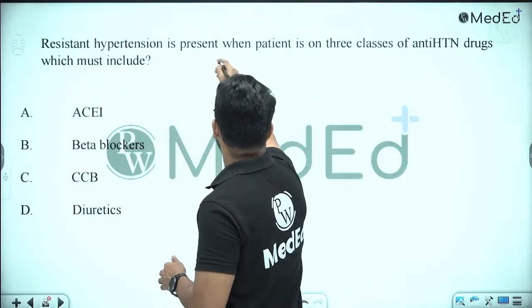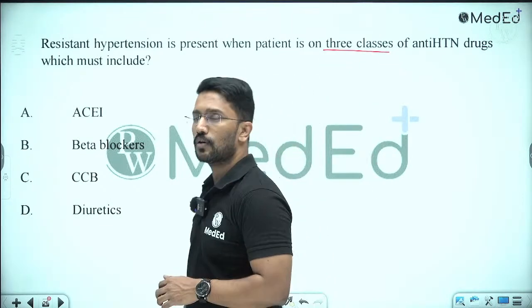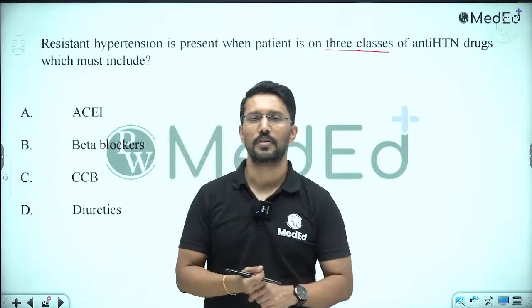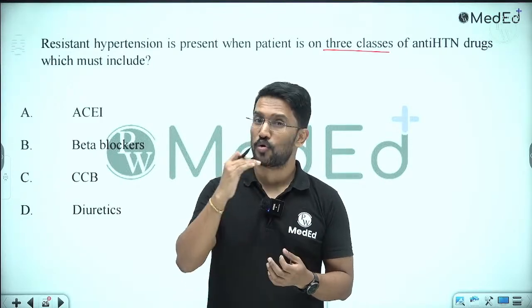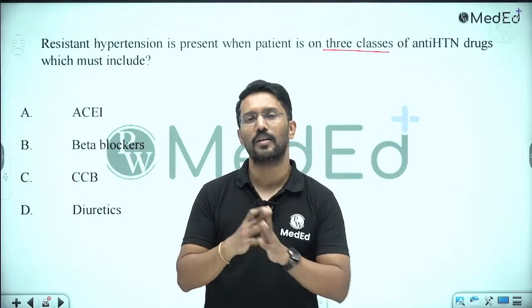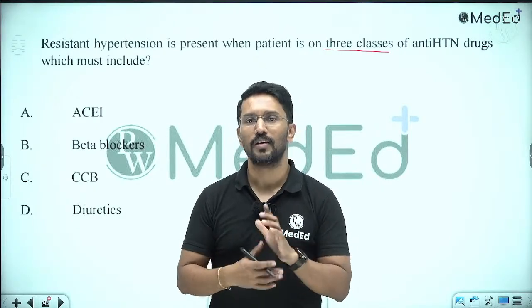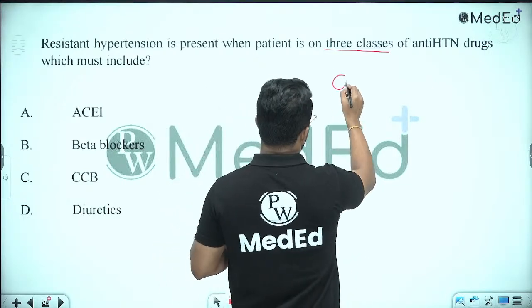Resistant hypertension present when patient is on 3 class of antihypertensive drugs, which must include. So basic definition of resistant hypertension is unable to control the blood pressure to target value despite use of 3 or more than 3 antihypertensives, out of which one should be a diuretic, right? So what is current target for blood pressure?